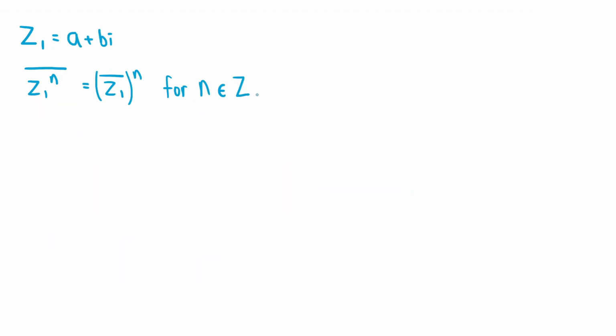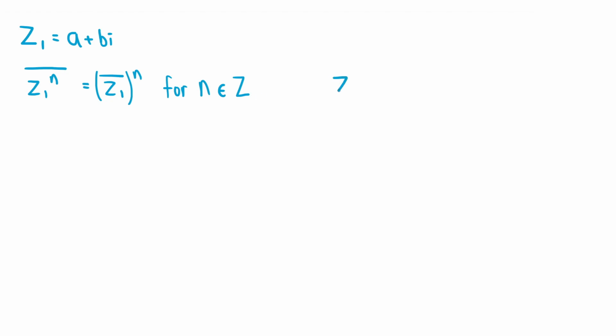So there's another property that comes as a consequence of the multiplication property, and that's Z1 to the power of n conjugate is equal to Z1 conjugate, all raised to the power of n, for all integer values of n. It's very important that the exponent n is an integer, because when n is not an integer, the rule does not hold in general. There's a formal proof of this using induction, but I'm not going to get into that here and just informally show why this works.